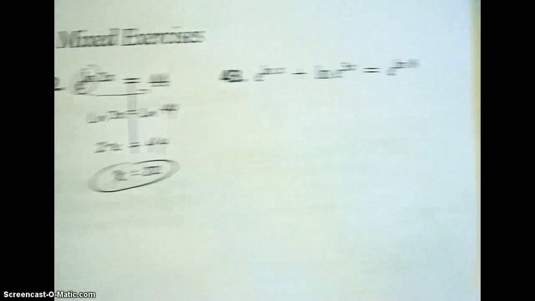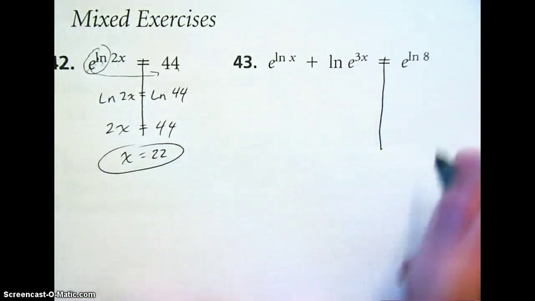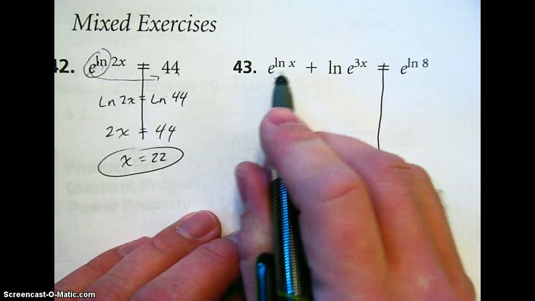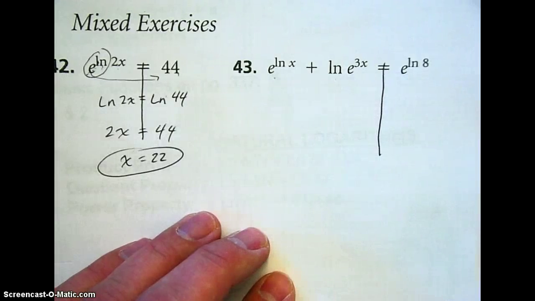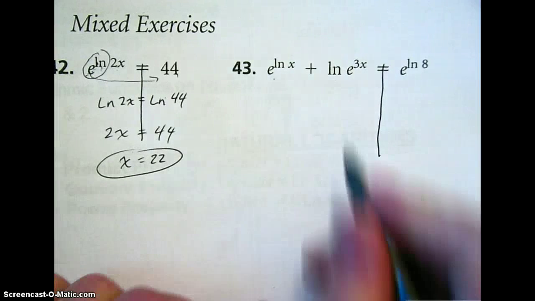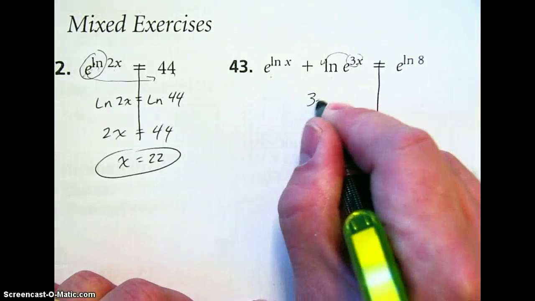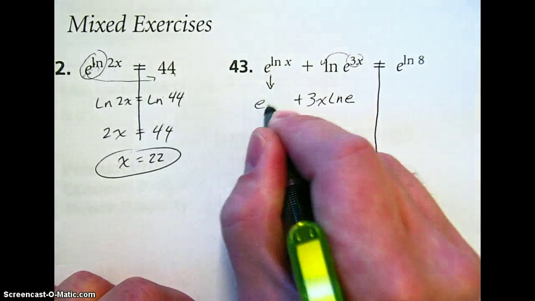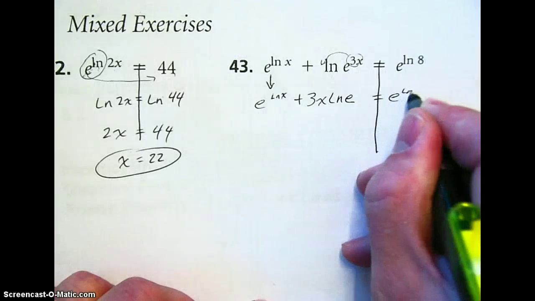Yeah, we can. All right, there is number 43. I want you to give yourself a minute to work on that. So here we go. You get e to the natural log of x, plus ln e to the 3x, plus e to the ln 8. Okay, so if we're going through this part right here, let's apply the power property. That gives us 3x ln e, and we'll just bring this piece down, e to the ln x, and that is equal to e to the ln 8, right?